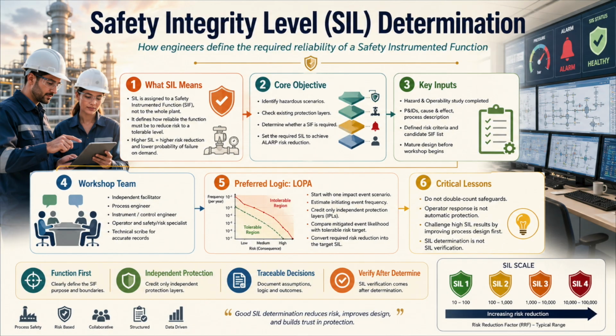The hazard and operability study should normally be completed first. That study identifies deviations, causes, consequences, and existing safeguards. Safety integrity level determination then examines the hazardous scenarios requiring risk reduction and decides whether instrumented protection is necessary. Running the determination workshop before the hazard and operability study is complete is not efficiency. It is premature decision-making based on incomplete hazard information.